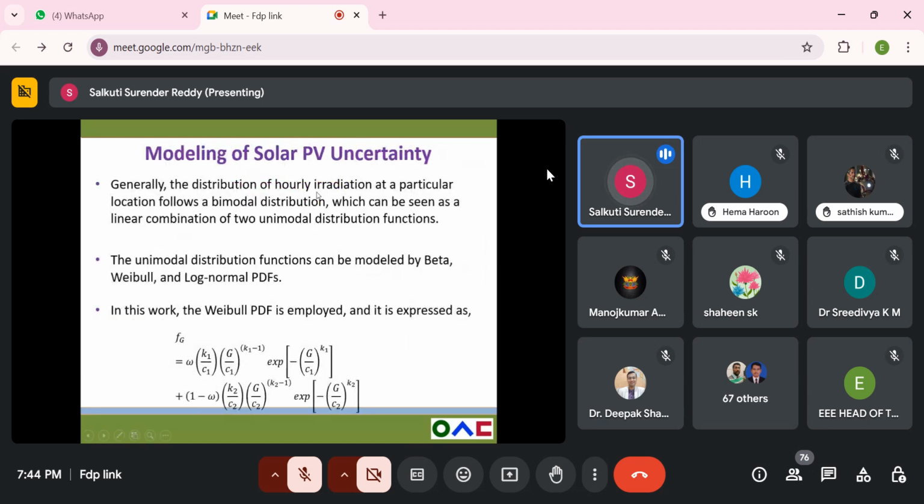Again, this solar PV is also uncertain because we cannot predict solar irradiation perfectly. So we need to use some kind of probability density function, maybe beta or Weibull or log-normal function. Use this function and then you can determine the power output of the system.